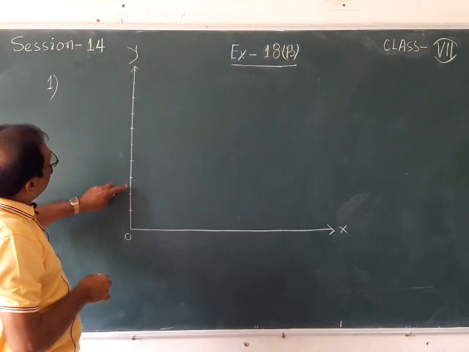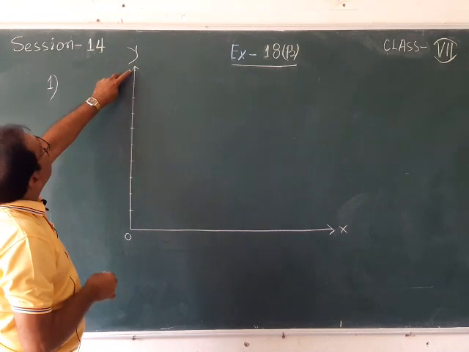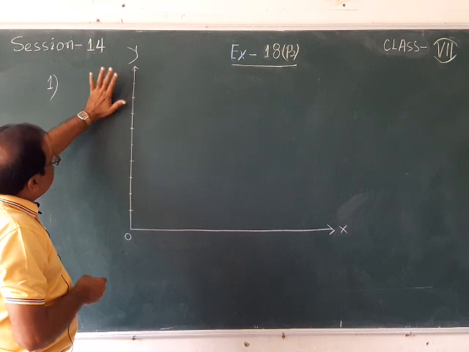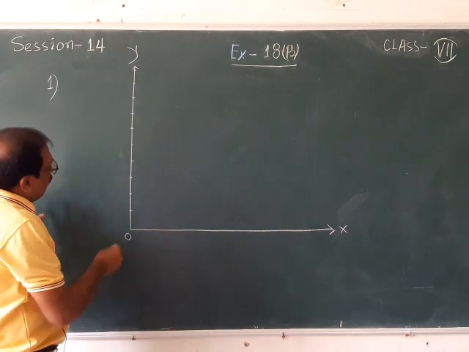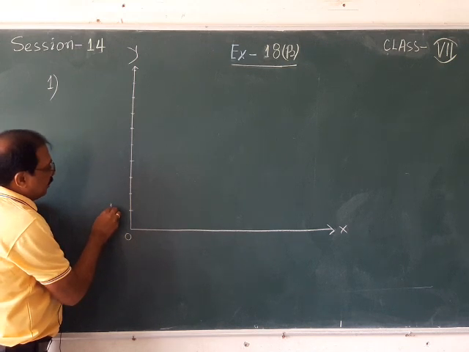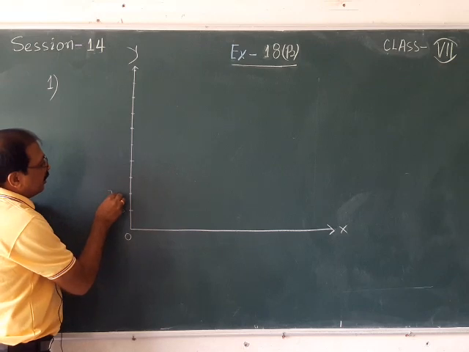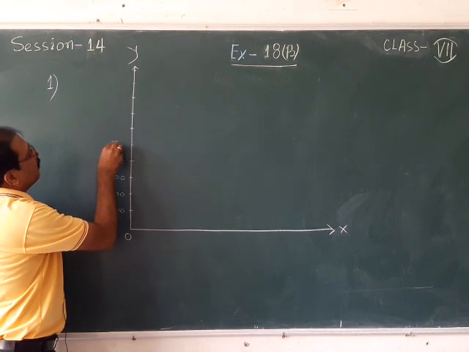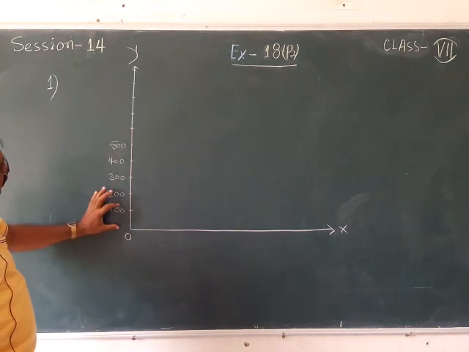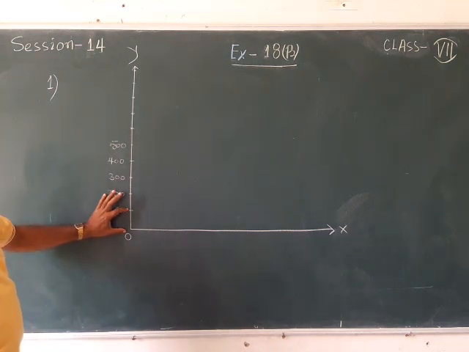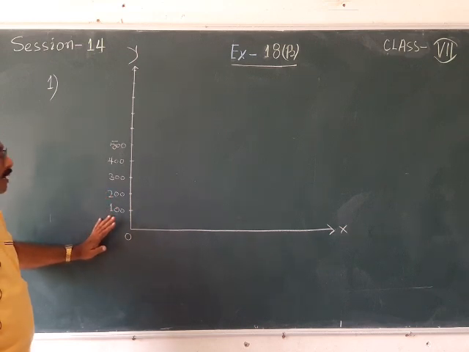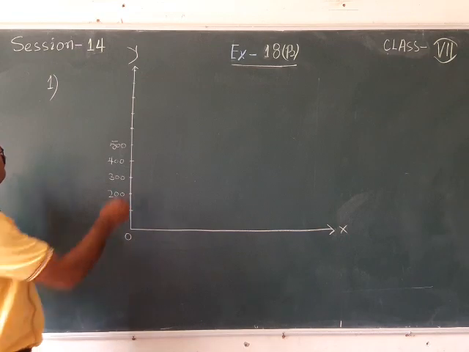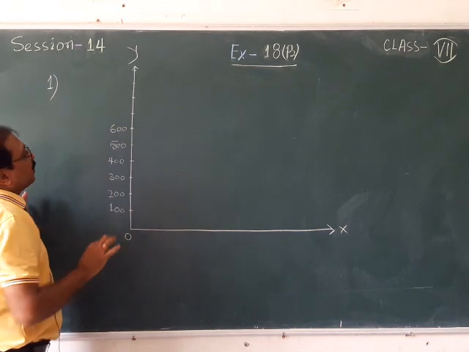So here how many? 1, 2, 3, 4, 5, 6, 7, 8, 9 and 10 divisions I am having already. I need a little bit more division so that I can adjust 520. Suppose I am taking here 100, then here it is 200, then here it is 300, then here it is 400, then here it is 500. So this is my choice, that one big square I am taking as 100, or I have told you this is suitable for a 10 divisions graph. But if you are having a 5 divisions graph also, you can adjust your numbers like that. There is no problem in writing your numbers like that. Here I have taken 600, one extra I have taken.